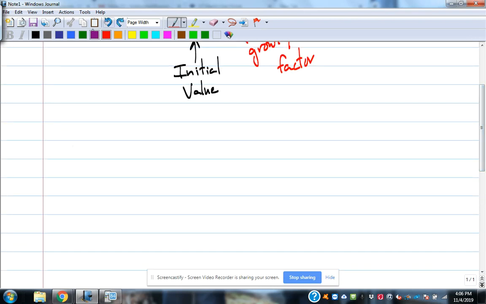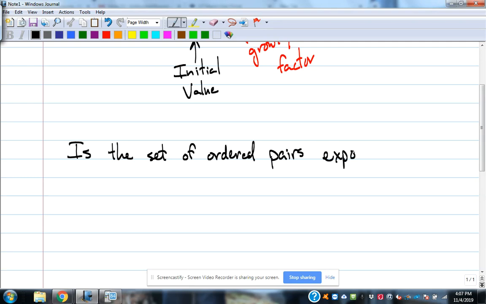The question that we'll be answering is: is the set of ordered pairs exponential? And when we look at exponential, we've got to think about what it means to be exponential growth or exponential decay. Exponential growth, as a sketch of a graph, is taking numbers that start out pretty small, but then they grow really fast. So when things grow exponentially, they grow extremely fast.